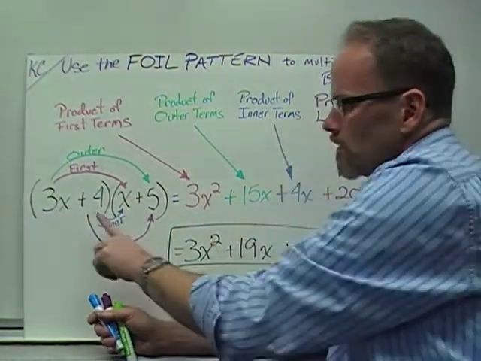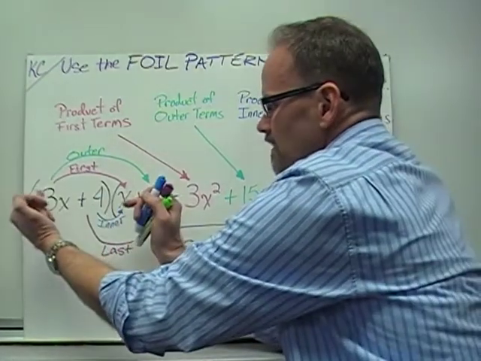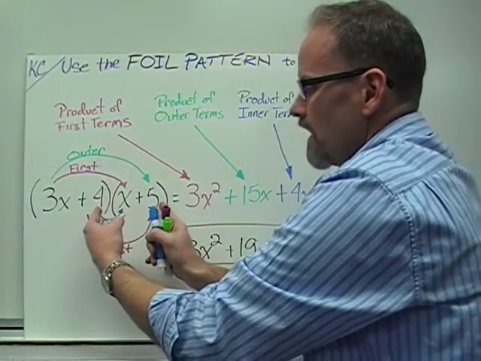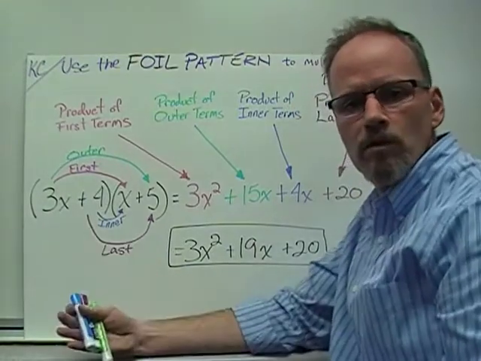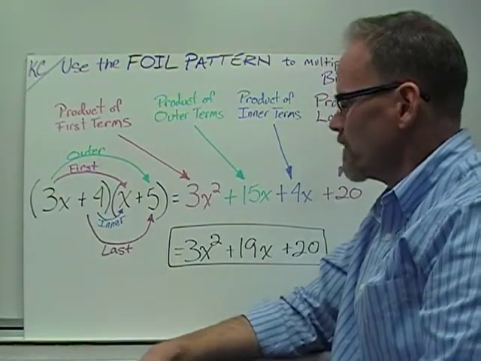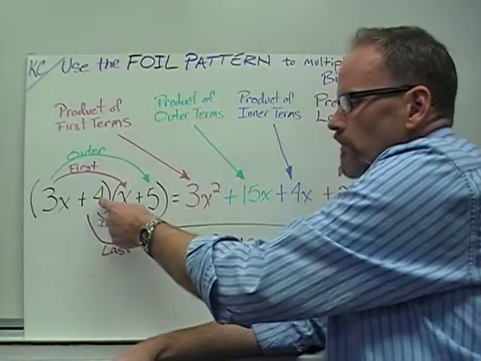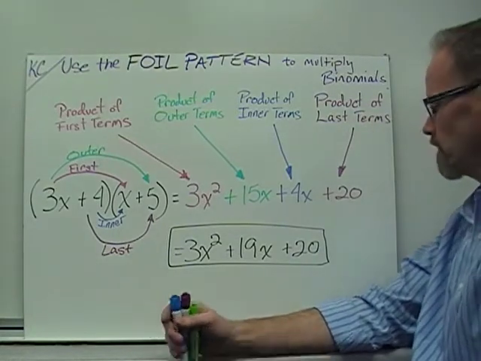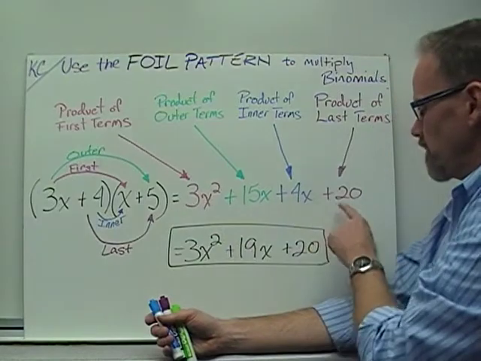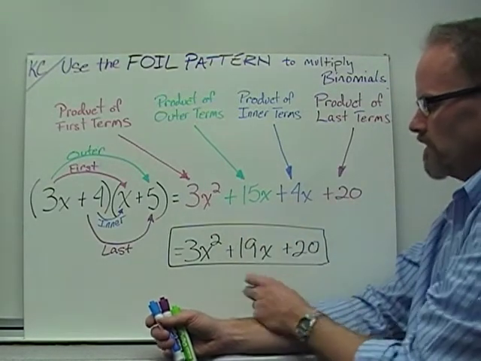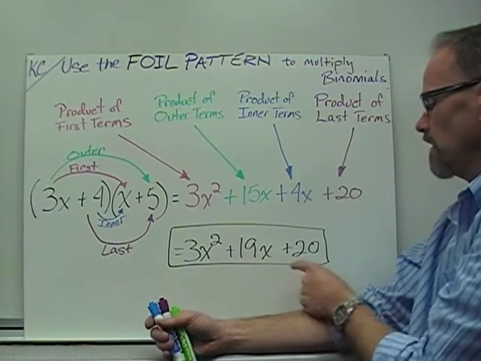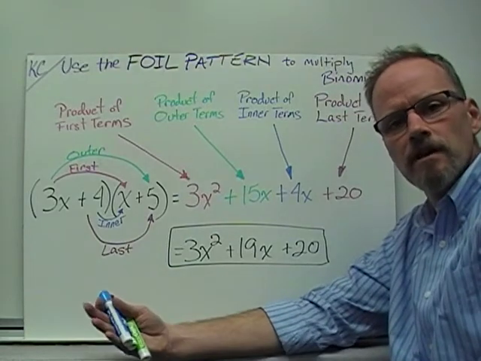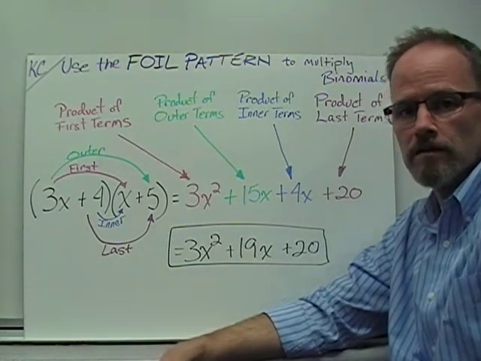Product of the inner terms, well, these are the two inner guys right here. These guys are outer, these are inner. These are the first terms. These are the last terms in each one of these quantities. That's where the words come from. So product of the inner terms, positive 4 times positive x, positive 4x. And then, of course, product of the last terms over here. Positive 4 times positive 5 is positive 20. Combine like terms right there. And 3x squared plus 19x plus 20 would be the answer. This is the concept. FOIL is the concept for multiplying binomials.